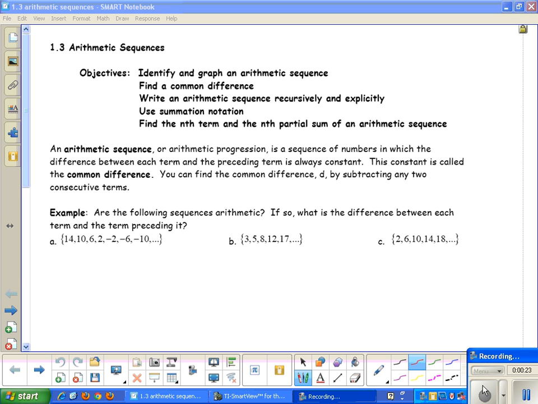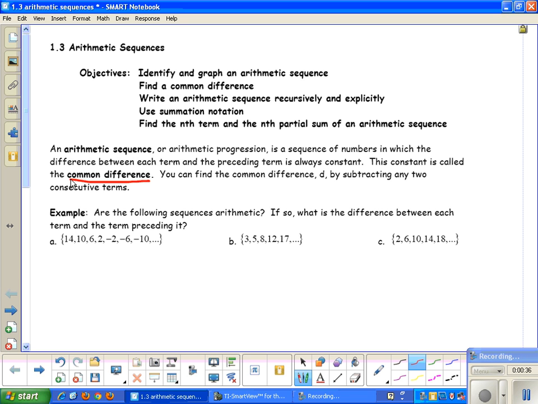So an arithmetic sequence, or an arithmetic progression, is a sequence of numbers in which the difference between each term and the preceding term is always constant. This constant is called the common difference. You can find the common difference, d, by subtracting any two consecutive terms.